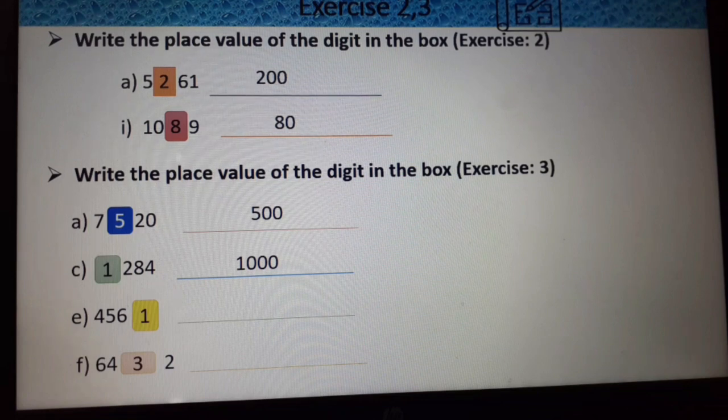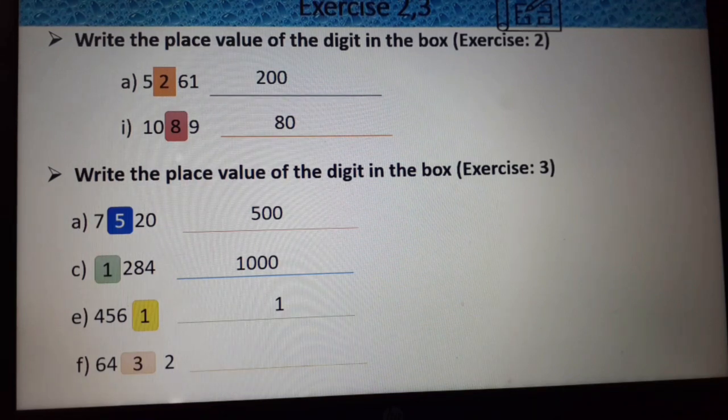Then E number, 4561. The most right side digit of 4561 is 1. The last digit of the number is 1. So, what will be the place value? It is one single 1. So the place value will be 1. In number, it is 1. But if we have to write it in word, what will be the place value of 1? 1 units. Yes, got it?